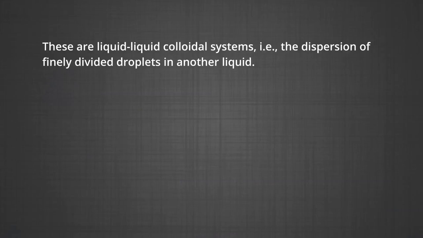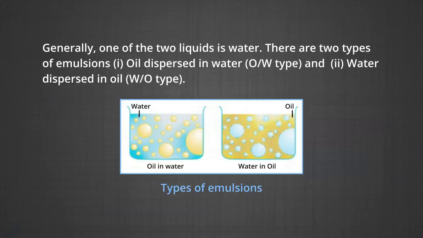Now, let us see what we mean by emulsions. These are liquid-liquid colloidal systems, that is, the dispersion of finely divided droplets in another liquid. If a mixture of 2 immiscible or partially miscible liquids is shaken, a coarse dispersion of one liquid in the other is obtained, which is called an emulsion. Generally, one of the 2 liquids is water. There are 2 types of emulsions. Number 1, oil dispersed in water, which is known as O/W type. And number 2, water dispersed in oil, which is called W/O type.